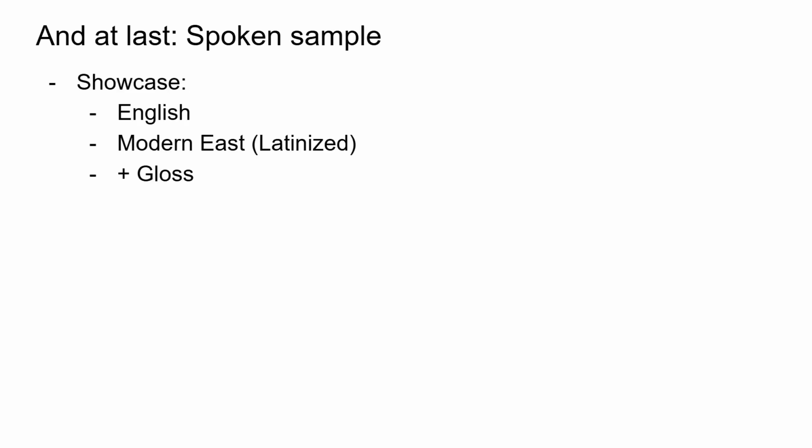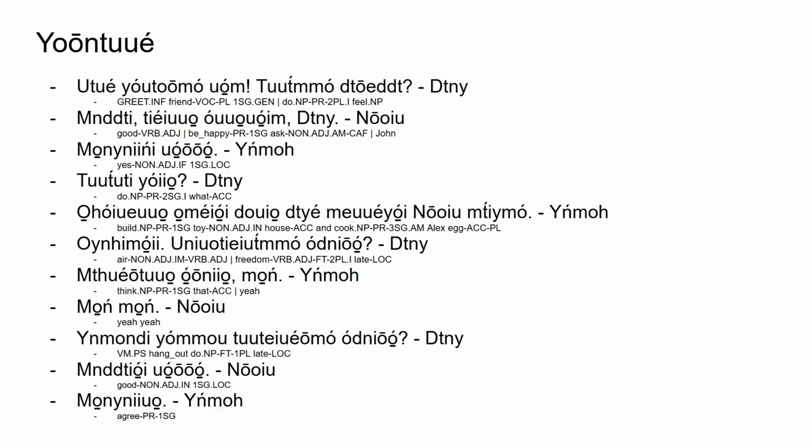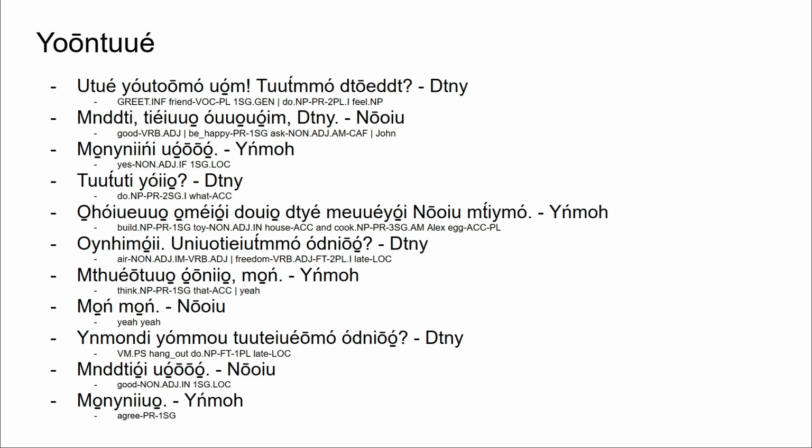Now, obviously, the spoken sample. I'm going to show you the entire showcase in English first, then in the modern East, which is going to be Latinized, and there are obviously going to be glosses with both. Now, here's the English version. I'm not going to read it out, it's just simply a conversation between three friends, John, Alex, and Matthew. Now, here it is in Meraogguu. You can see that it's pretty funny to look at, especially with a T with an accent mark, but you'll get used to it. Either way, it is time to actually read out the entire sample. First off, the names, before we actually get into some hard reading.